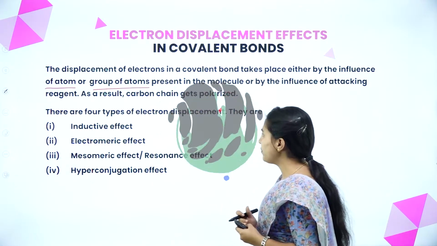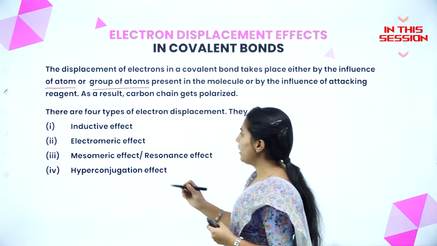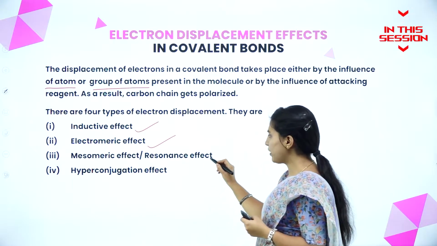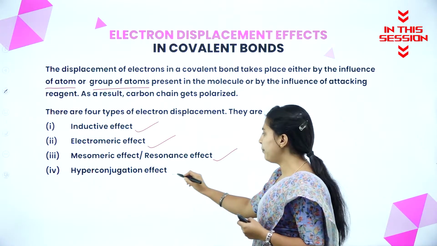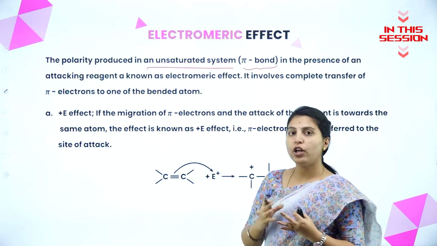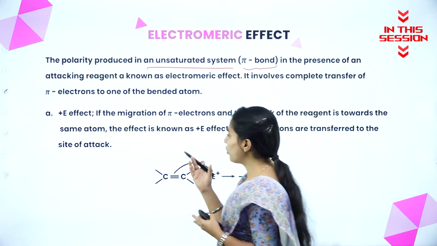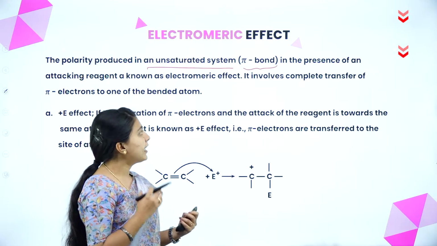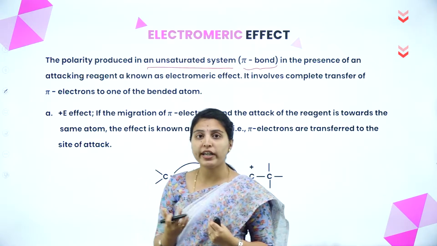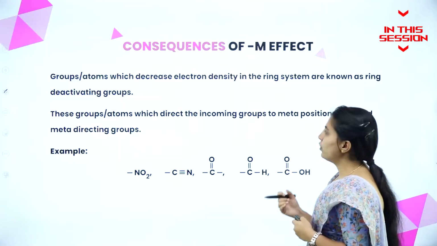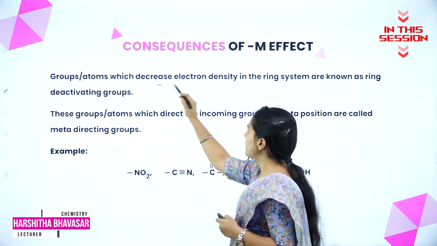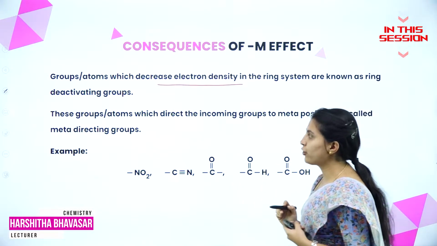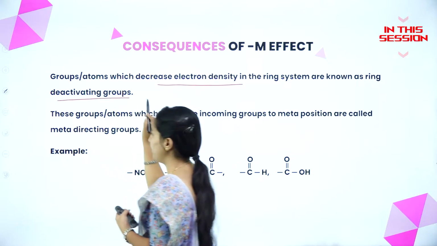There are 4 types of electron displacement. They are inductive effect, electromeric effect, mesomeric effect or resonance effect, and hyperconjugation effect. The overall polarity, whatever it is produced in an unsaturated system, that is pi bond system, there the complete transfer of electrons to the bonded atom will happen. Groups or atoms which decrease electron density, obviously it will decrease the electron density in the ring system, are known as electron deactivating group.